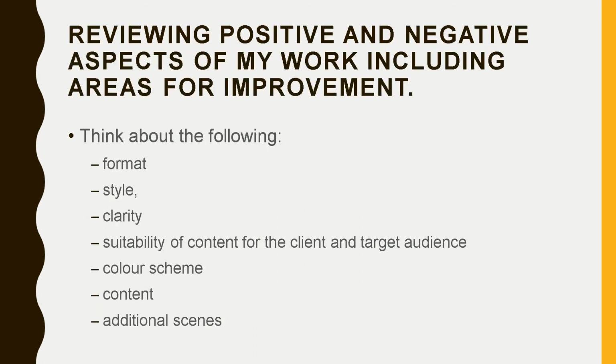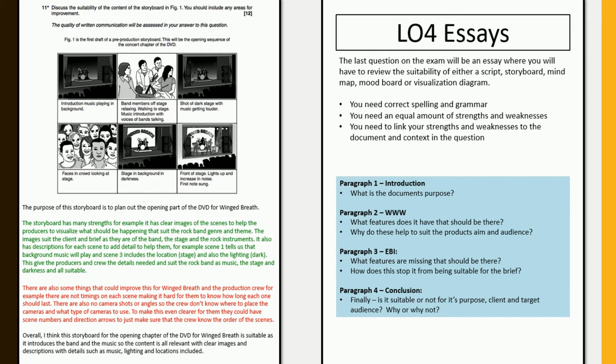When they're reviewing the positives and negatives of their work in the last question of the examination, they need to think about the format, style, clarity, suitability of the content for the client and target audience, color scheme, content and any additional scenes there. So here's an example question. Now Learning Outcome 4 will focus on the last question, which is a 12-mark question in the examination. So Learning Outcome 4 is always focused on the last question.